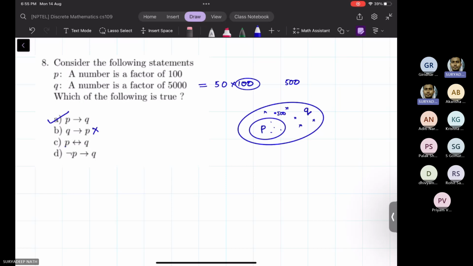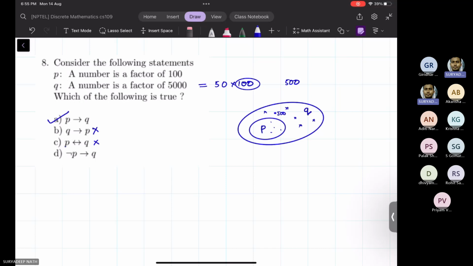If option C held true, it would have implied that 500 is also a factor of 100. So any factor of 100 is a factor of 5,000, and any factor of 5,000 is also a factor of 100. But that is not true. Therefore, this implication is false.